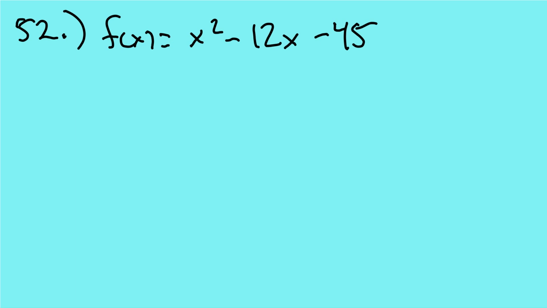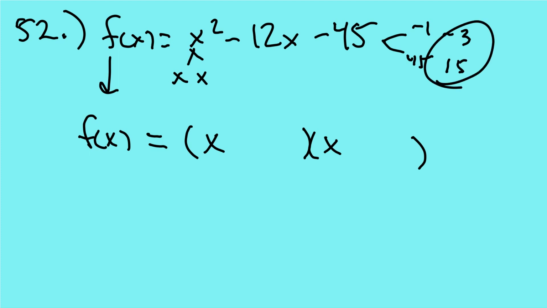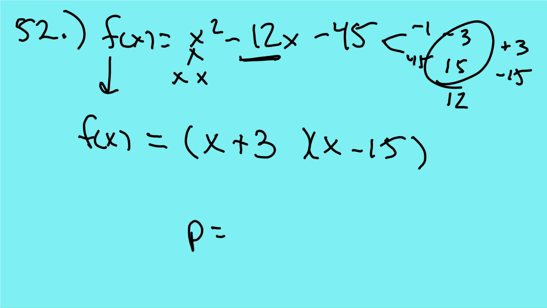All right, 52 is exactly the same concept. So remember, if you don't like that f of x, you can scribble it out, write y. No matter what, it's just going to drop down. How do I get x squared? X and x. That's how I know my problem is going to look like this. Now, how do I get negative 45? Negative 1 and 45. Negative 2 doesn't work. Negative 3 and 15. That tells me to stop right there because that's 12. And if I have positive 12 and I want negative 12, I just switch both signs to positive 3 and negative 15. So I write plus 3, negative 15, which means my P is negative 3, my Q is 15, and I'm done.